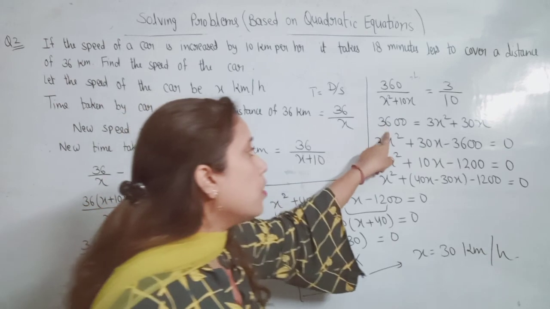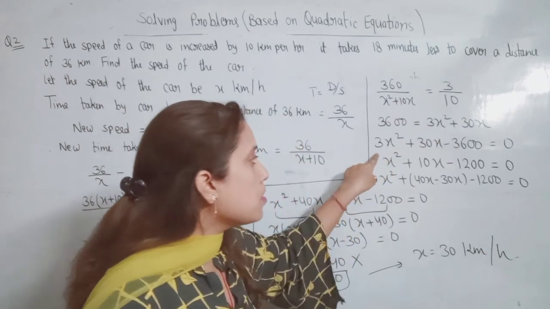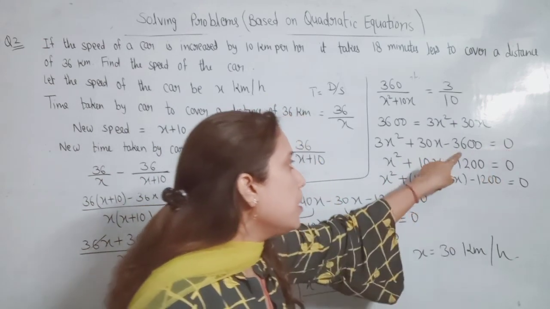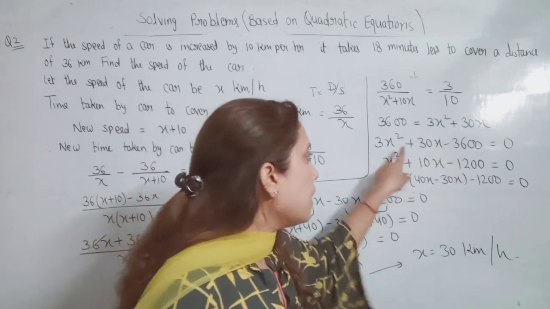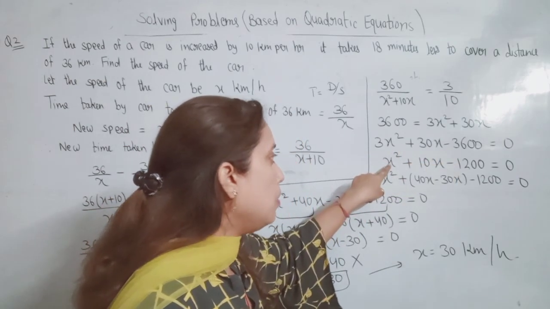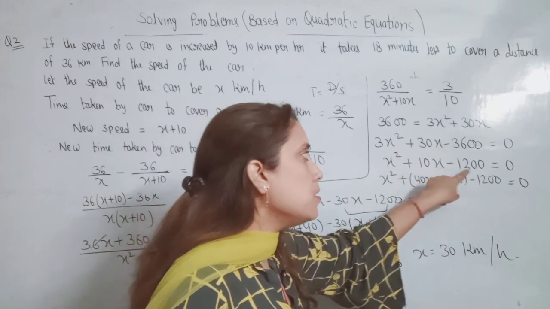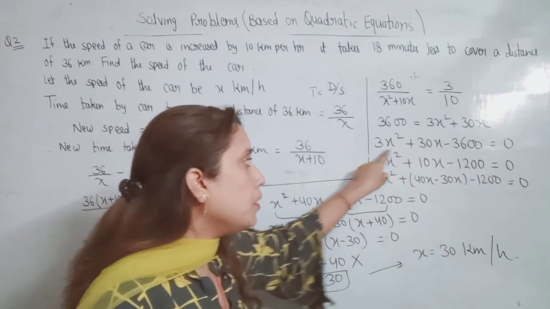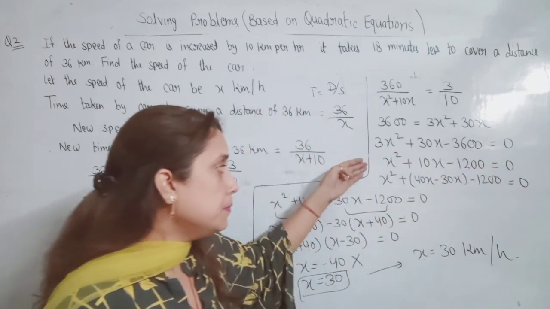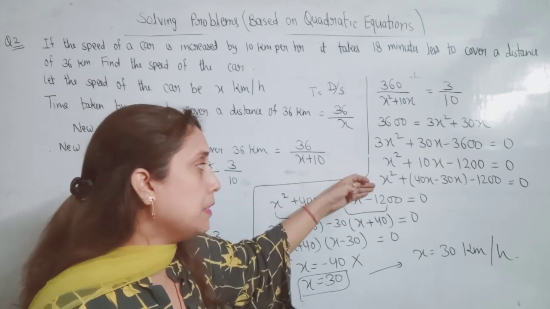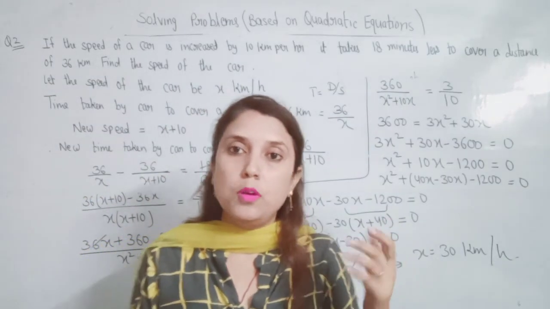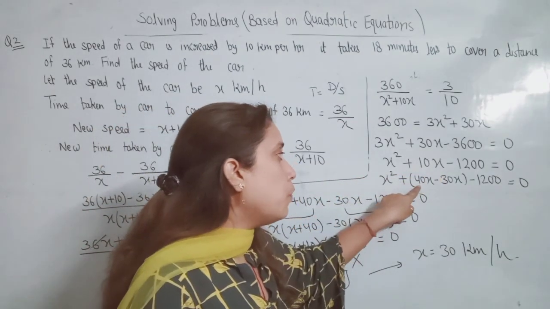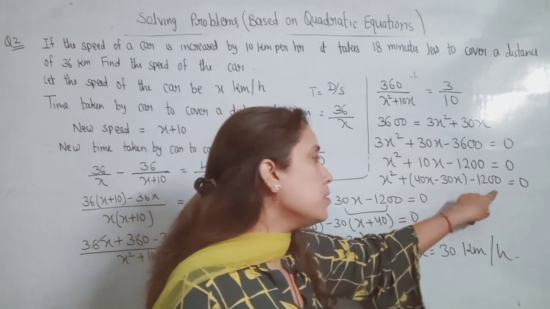Now send the constant to the right hand side, so it will be 3x square plus 30x minus 3600 is equal to 0. Now 3 is common, take 3 common, so it will be x square plus 10x minus 1200 is equal to 0. Now this is our quadratic equation. Here I am using the middle term splitting method. You can use the quadratic formula also.